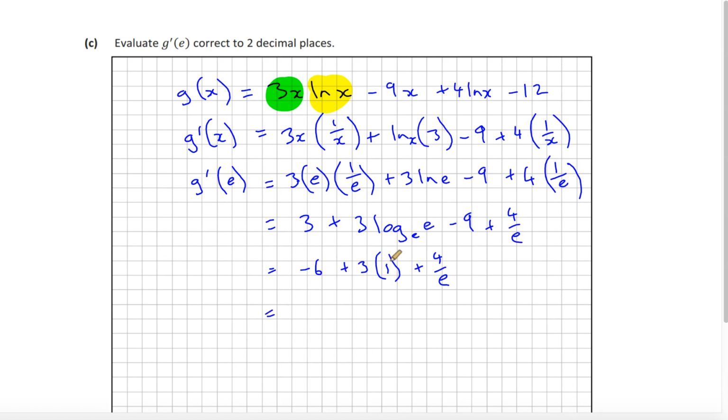So now minus 6 plus 3 times 1 is 3. Minus 6 plus 3 is minus 3. Plus 4 over e. So that's my answer in terms of e. And you can evaluate that in your calculator if you want. So that would give you, on the calculator, remember they want 2 decimal places. So that would give you, on the calculator, minus 1.53 when it's rounded. Okay, so that's the answer to part C.